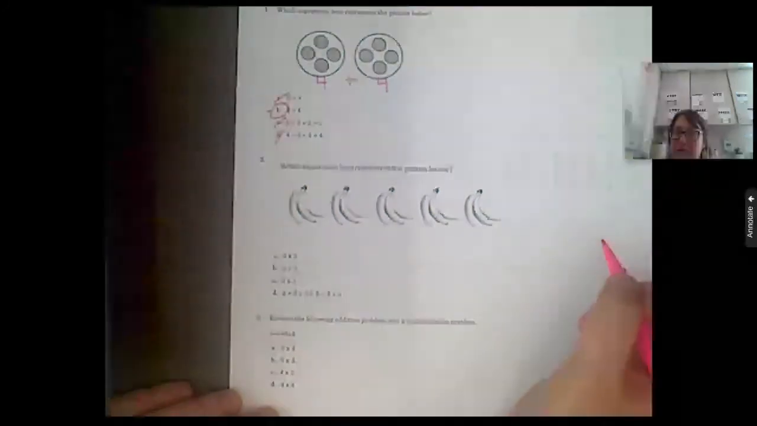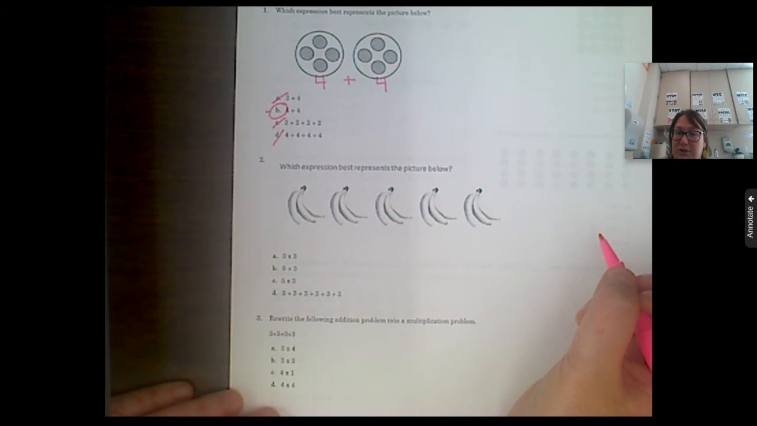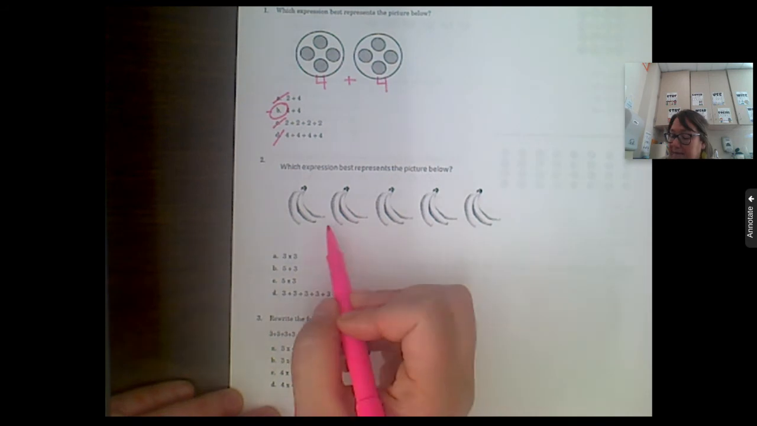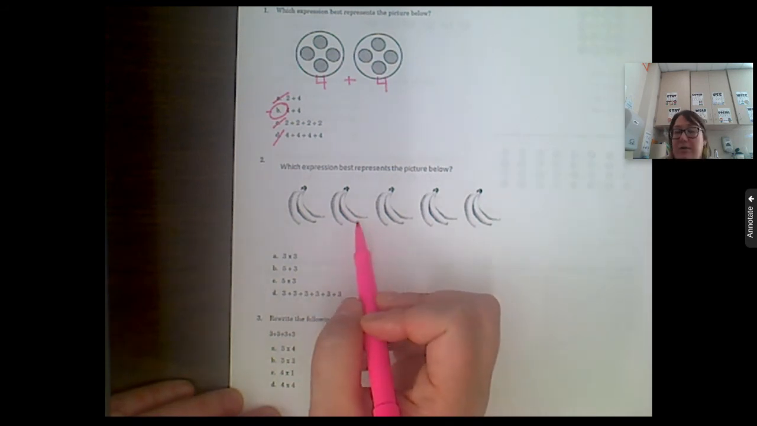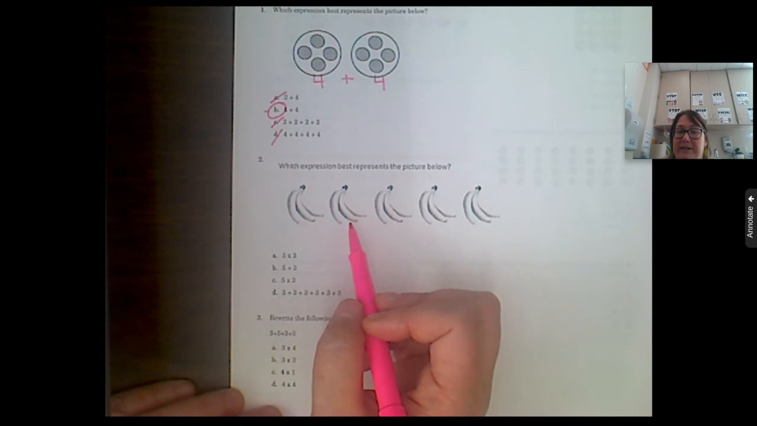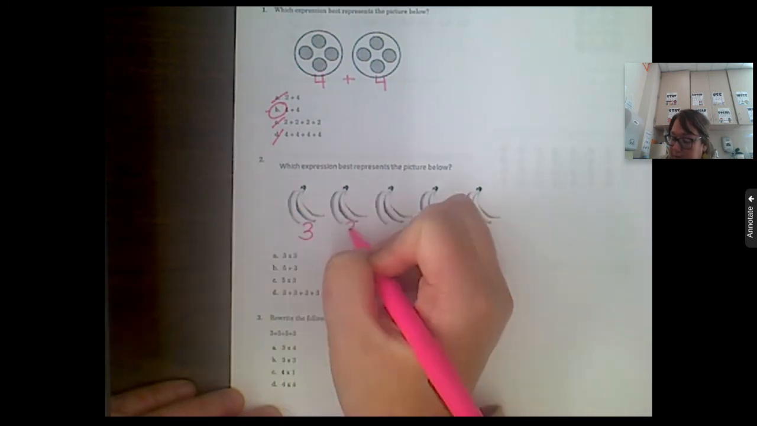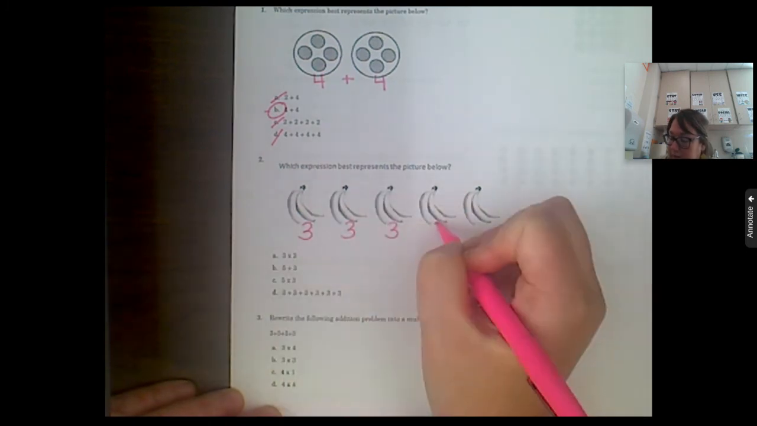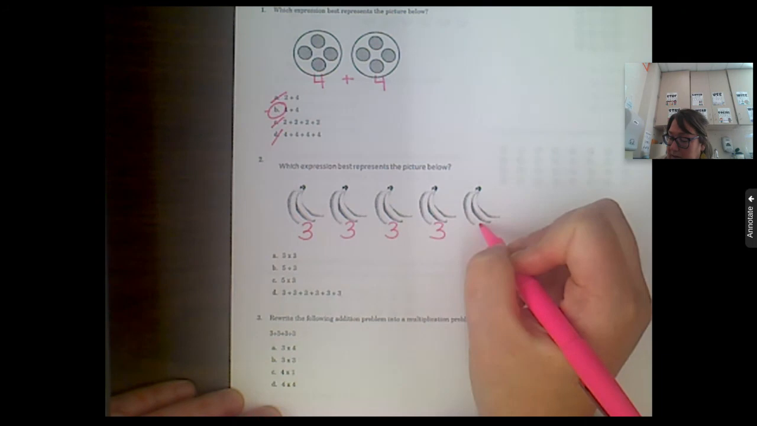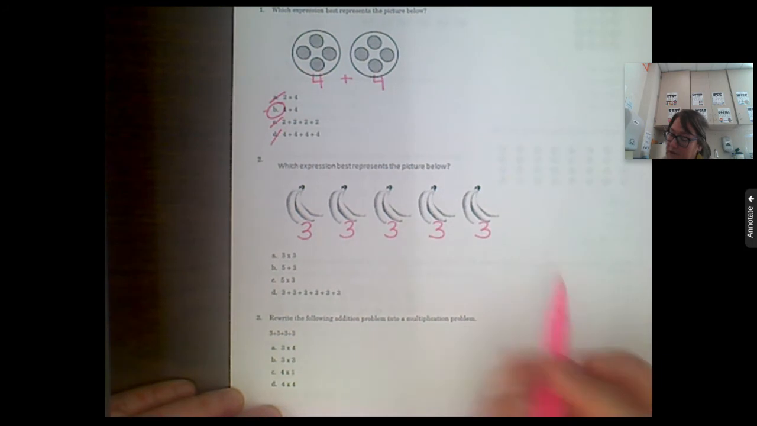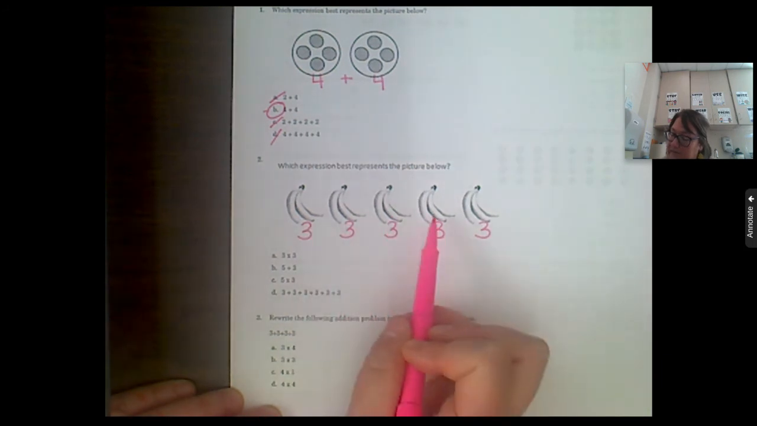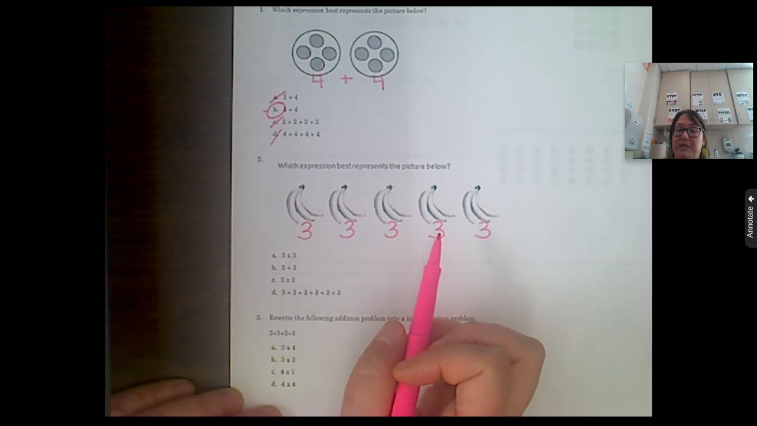Look at number 2. Which expression best represents the picture below? So again, now we have groups of bananas. So let's label our group. How many bananas are in each group? 3, right? So 3, 3, 3, 3, and 3. Okay. So I have 1, 2, 3, 4, 5 groups of 3. So there's 5 groups of 3.